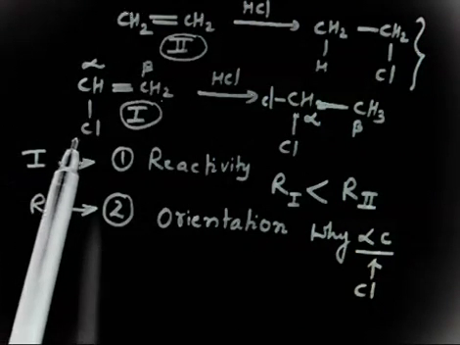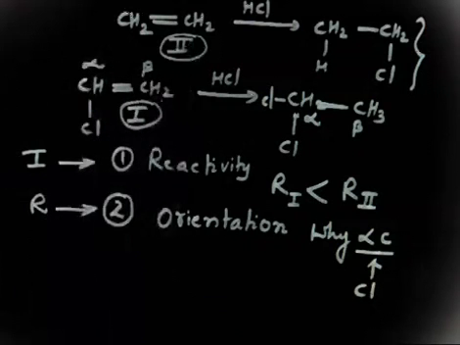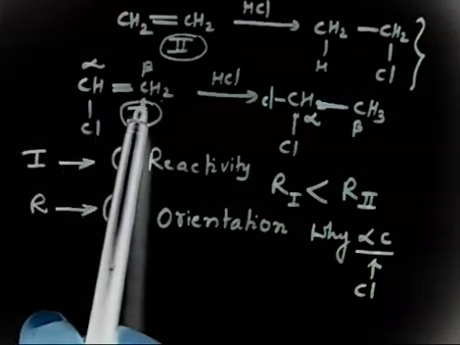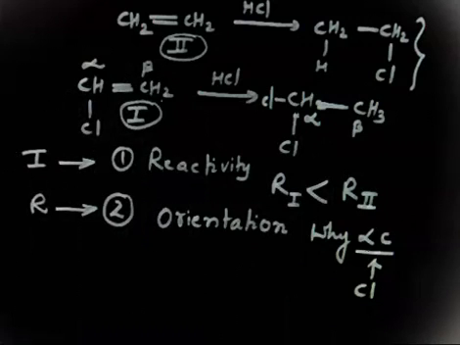First fact, related to reactivity: this molecule reacts slowly than this molecule. The second fact: on this molecule, chlorine attaches on the alpha carbon. So you have to explain these two results on the basis of inductive and resonance effect. Let me wait for 1 minute. How many of you are able to do this one?